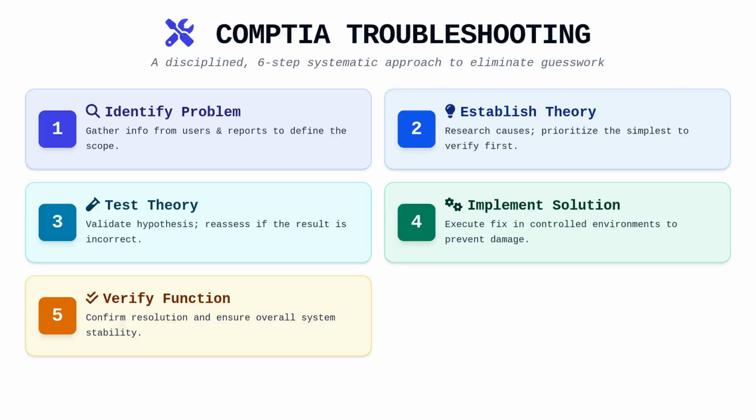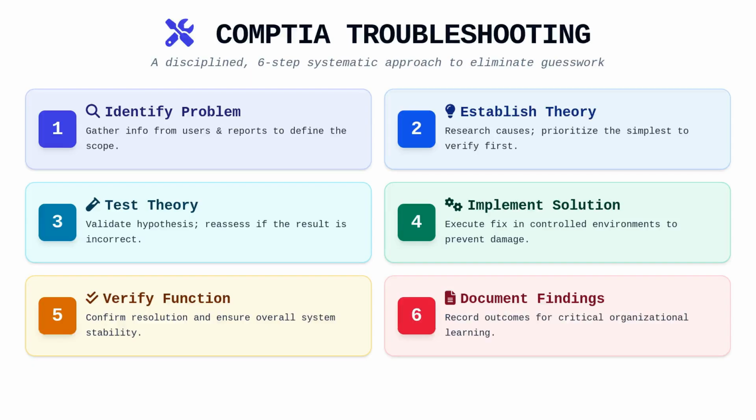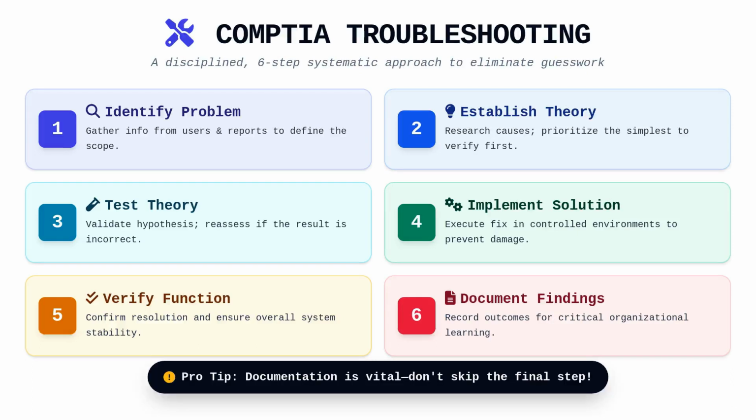After identifying the root cause, we implement a solution, which often involves testing in a controlled environment to ensure no collateral damage is done. Finally, we verify full system functionality and document the findings, which is a step often skipped by junior technicians but vital for organizational learning.